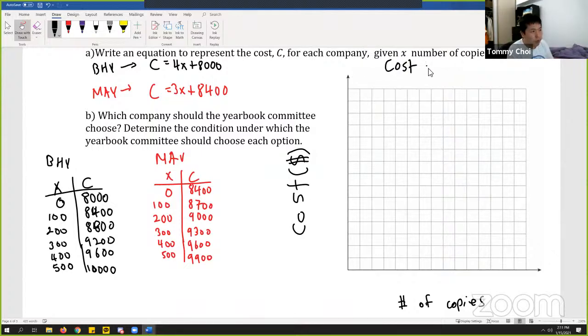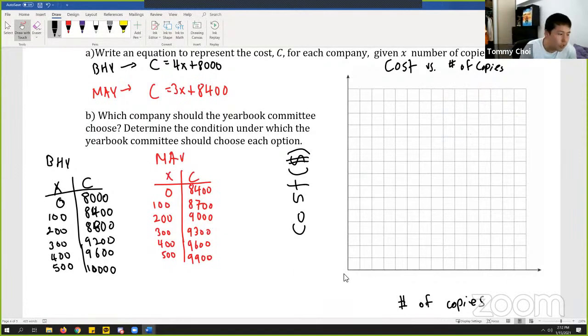And our title would be Y versus X for our default title, right? Cost versus number of copies. If you wanted to do a full sentence title, you could say, the cost to create yearbooks for each company. Maybe that would be a nice title as well. This is just showing you that a generic title works just fine, making sure that it's Y versus X. It's always the dependent versus the independent.